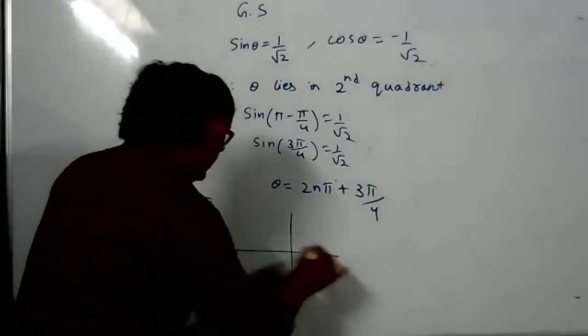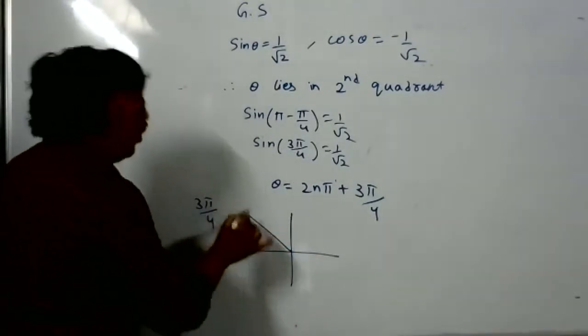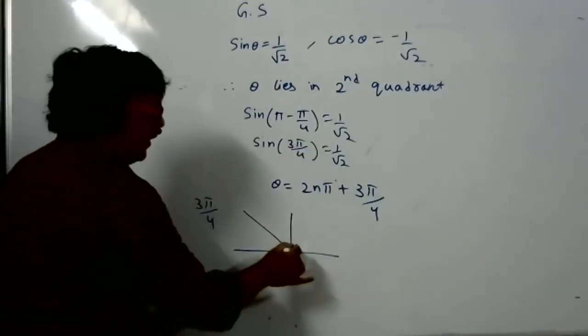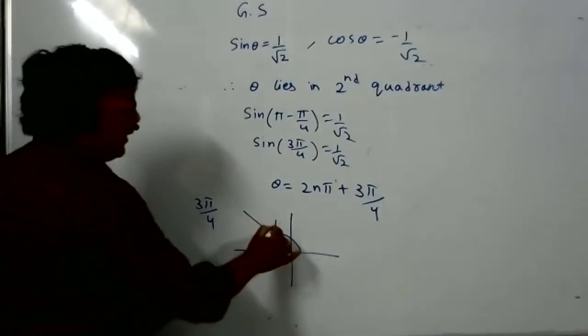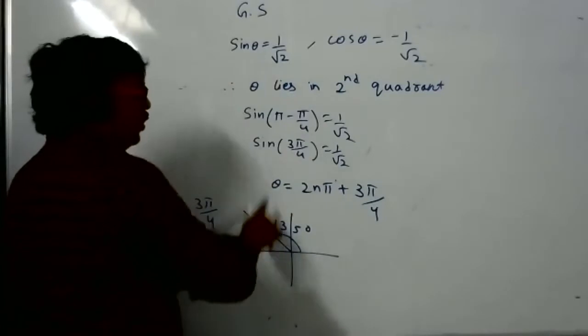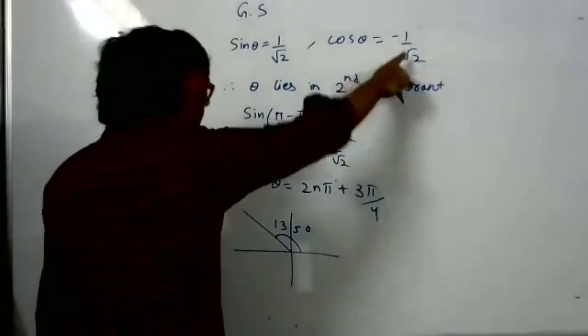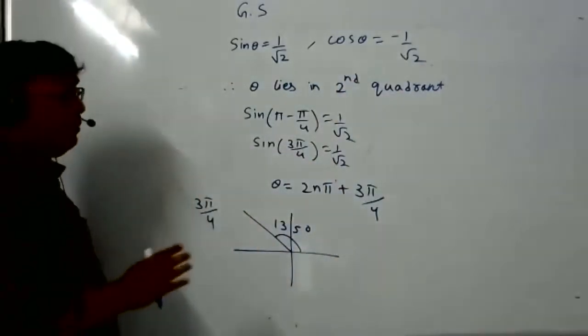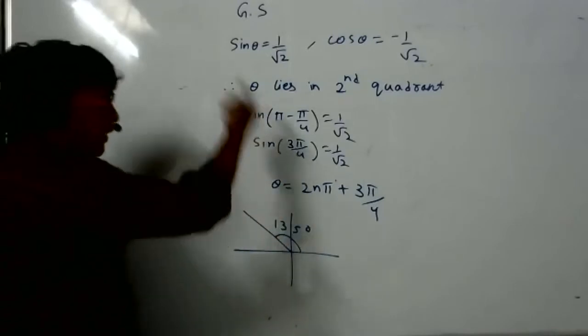You know all this, see the angle is here. 135, 3 pi by 4 means 135 degree. Sine of 135 degree is 1 by root 2. Cos of 135 is minus 1 by root 2. You can calculate and find. But not only one answer, general solution.